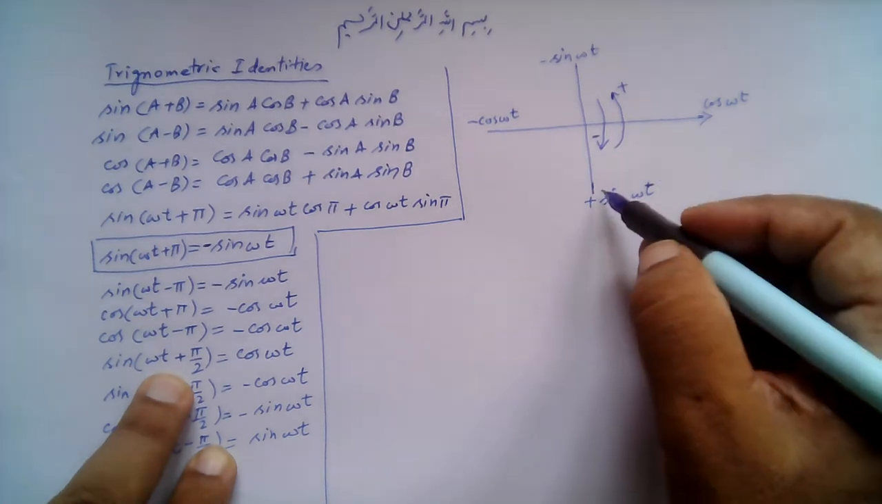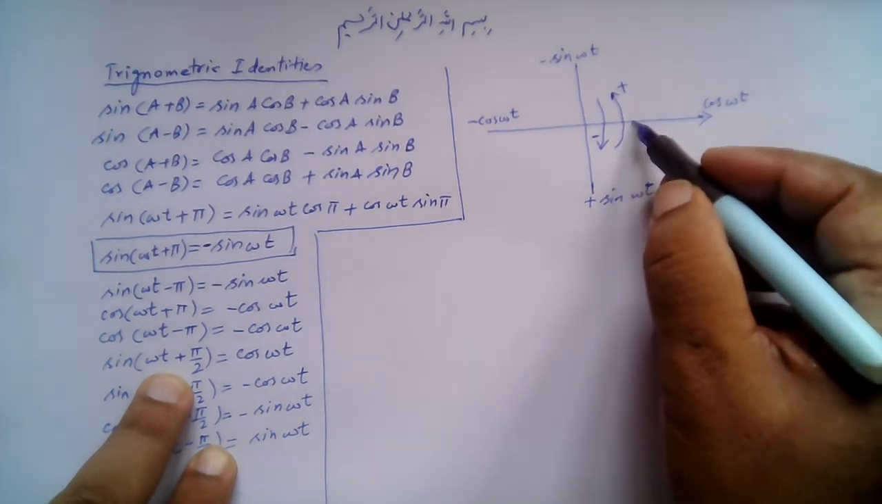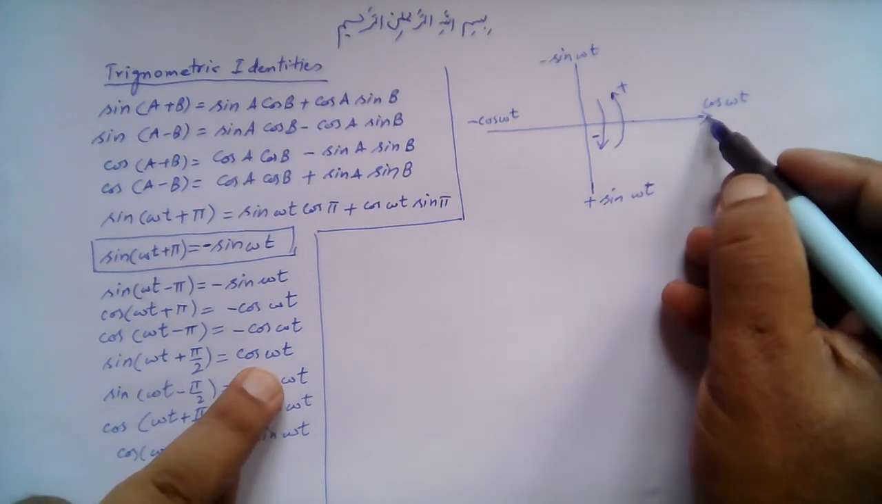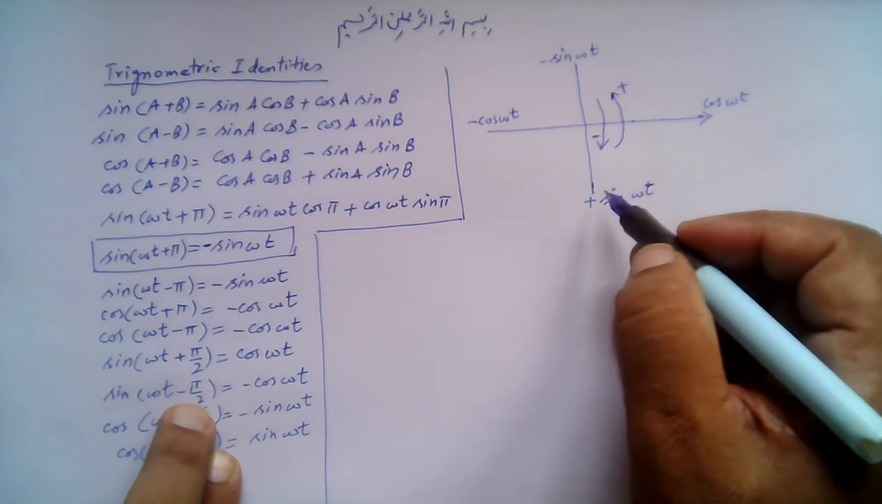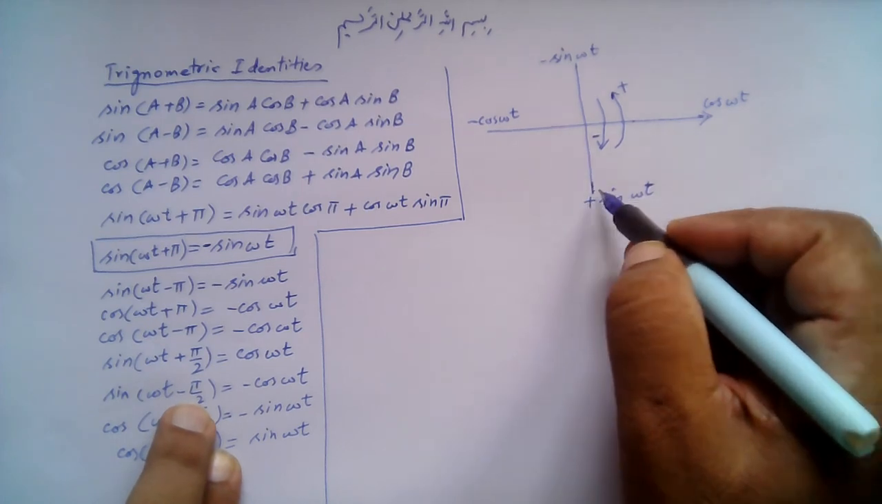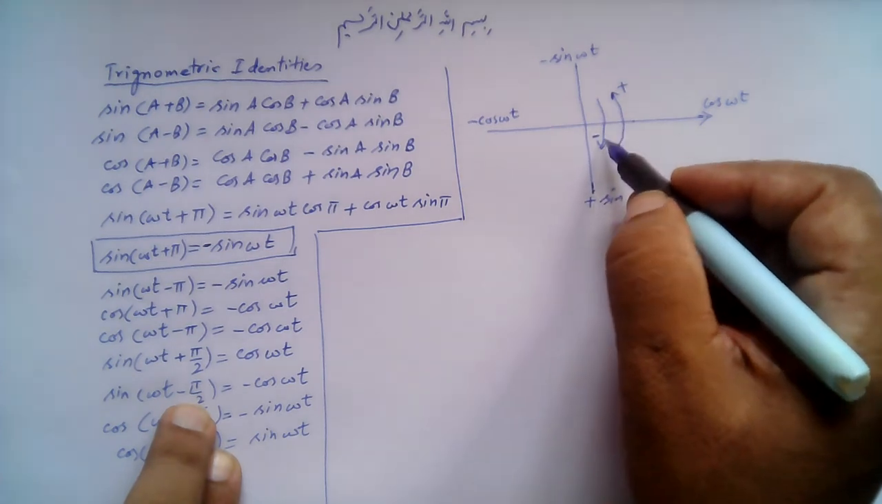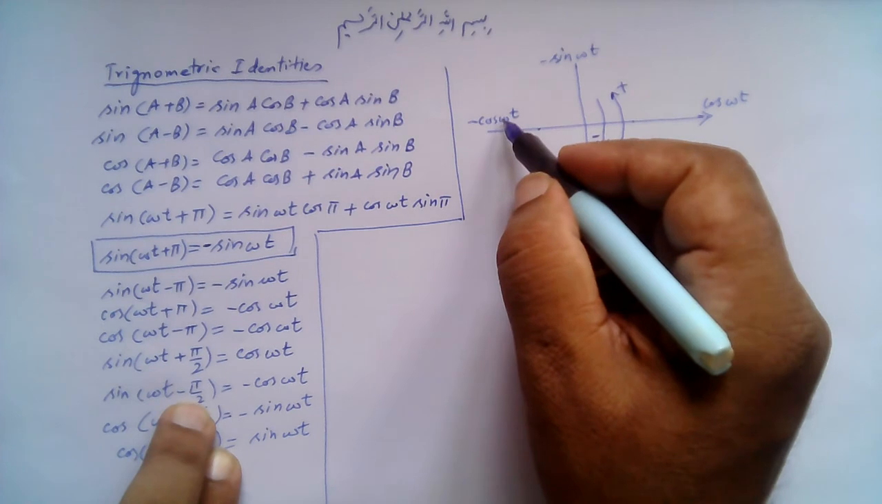So omega t plus pi by 2. So this is 90 degrees plus pi by 2, we end up here. So we get a cosine omega t, right? And if we subtract pi by 2, sine omega t is here and we are subtracting pi by 2. So subtraction is in this direction, moving in this direction, we get here. This is minus cosine omega t.